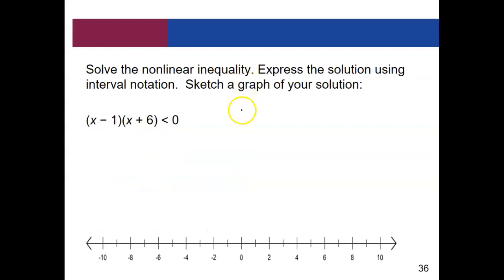Okay, here's another one for you to practice. If you'll pause it and then check your answer.